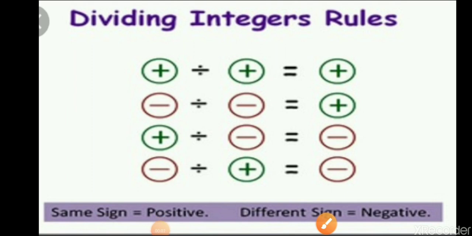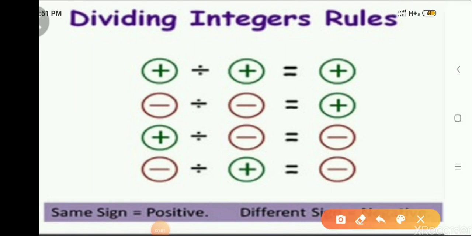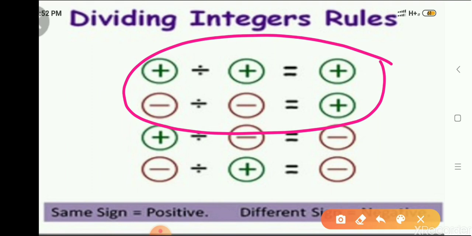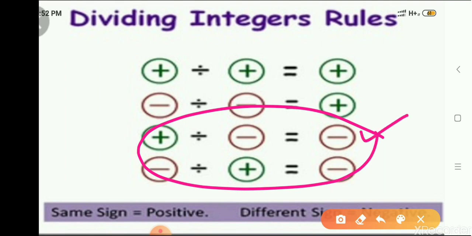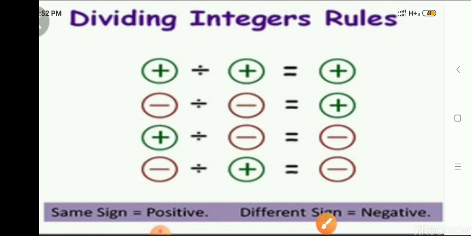Now we can summarize the rule: whenever we divide two integers having the same sign, we get a positive result. And whenever we divide two integers having different signs, we get a negative result. So our rule will be: same sign gives us a positive result and different sign gives us a negative result.